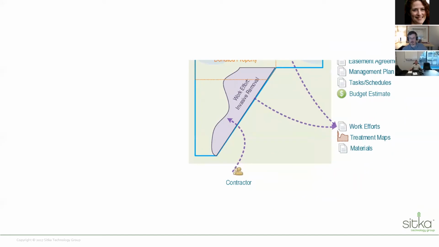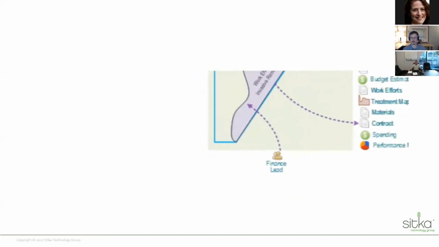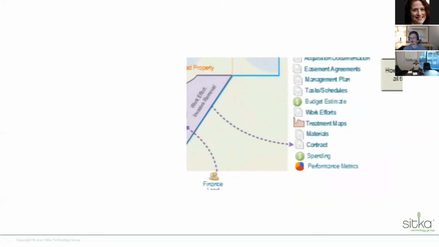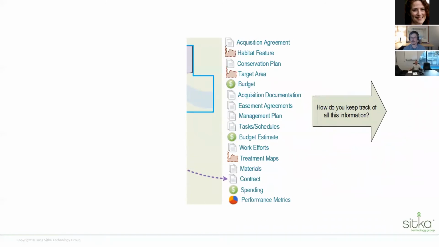To scale out our efforts, we hire a few contractors, and they begin doing work efforts as well. Each work effort results in information that will help inform future management actions. Finally, we need our finance lead to track the boring but important stuff like contracts, spending, and performance metrics. With all this activity, we've built up quite the collection of information, and just for this one site. How do we manage it all?